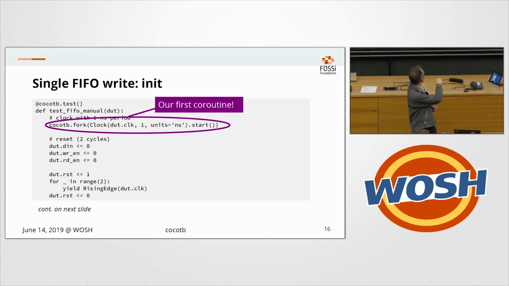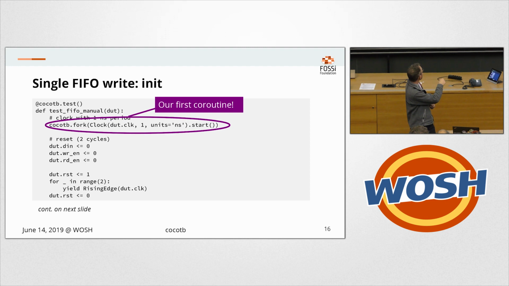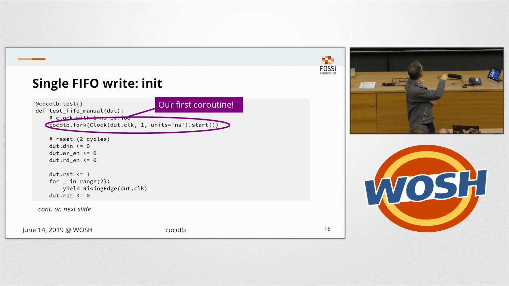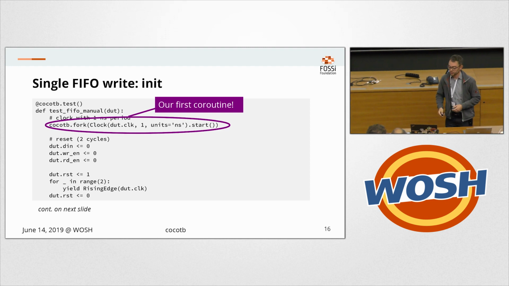So we have a clock here, a clock object. We say this is the clock port that we're using. We go for 1 nanosecond of period in this case. We start the clock and we fork off this coroutine, so it runs now in the background, parallel to everything else. What do we do next?